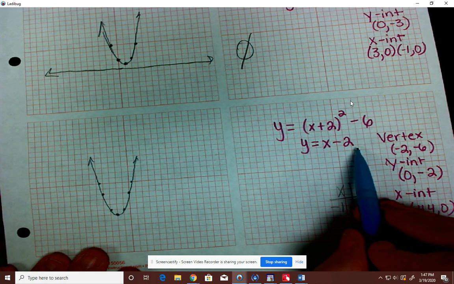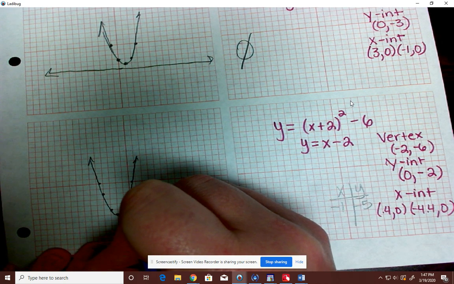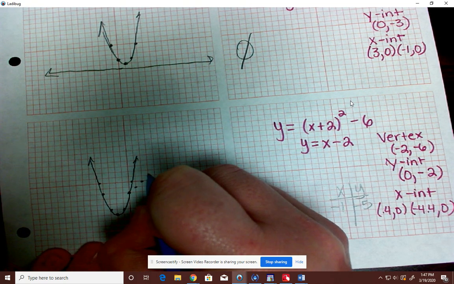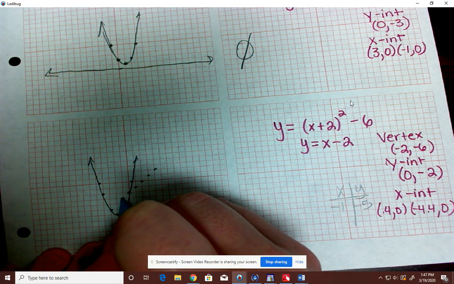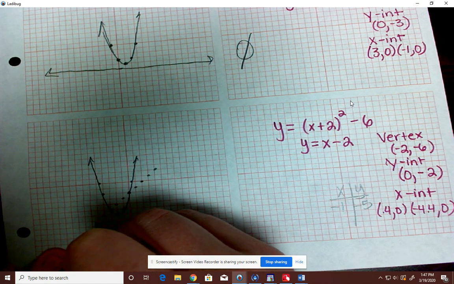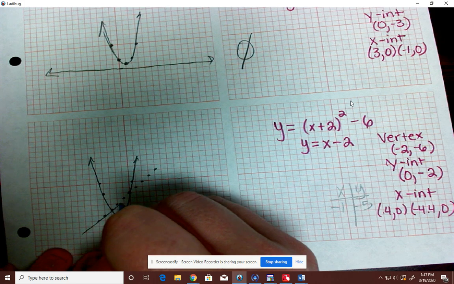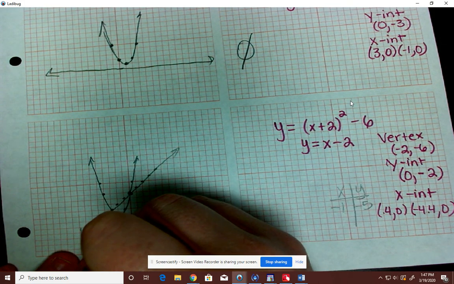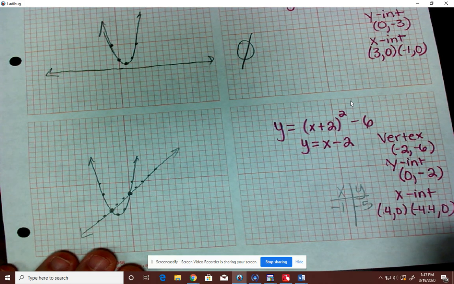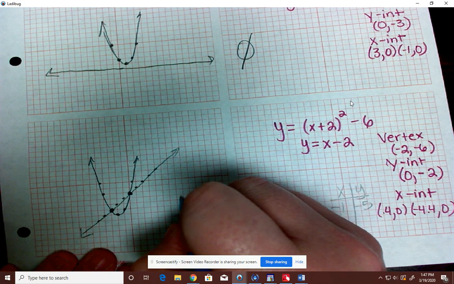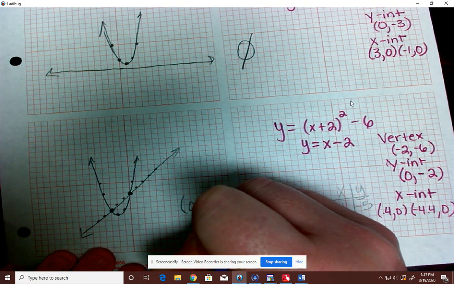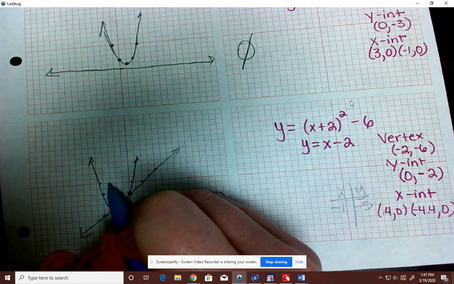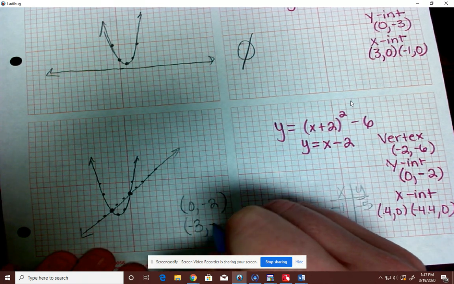And then y equals x minus 2. My y-intercept is negative 2 and my slope is 1. So I'm going to go this way. So I can see here that at these 2 points is where they intersect. So that would be (0, negative 2) and (negative 3, negative 5).